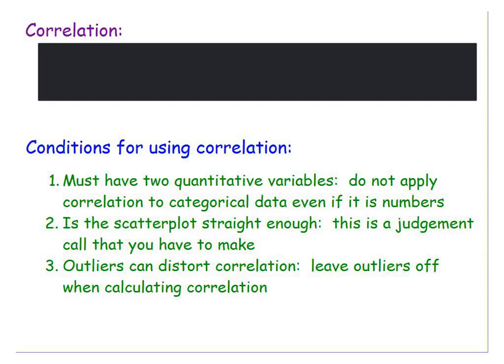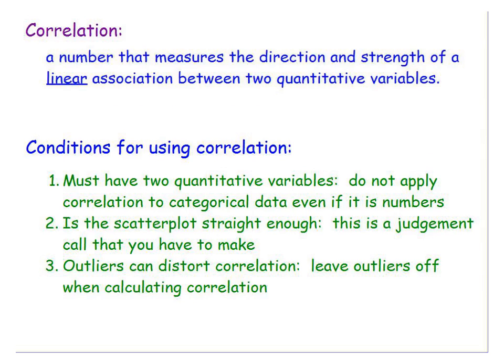We are finishing up chapter 7 talking about a very important concept related to scatter plots, and that is correlation. So let's look at a definition first. Correlation is a number that measures the direction and strength of a linear association between two quantitative variables. This is now a specific number that's going to be able to tell us those two things.